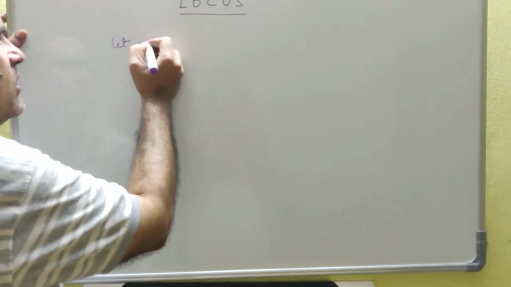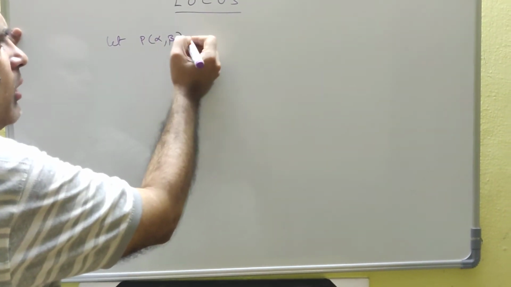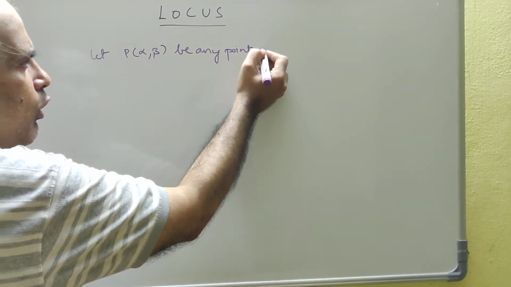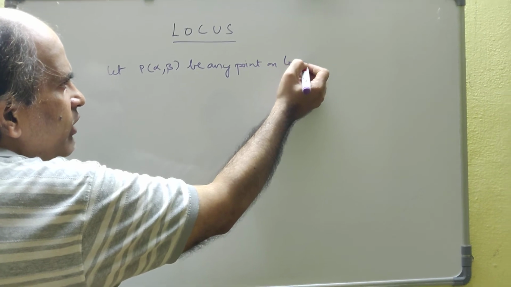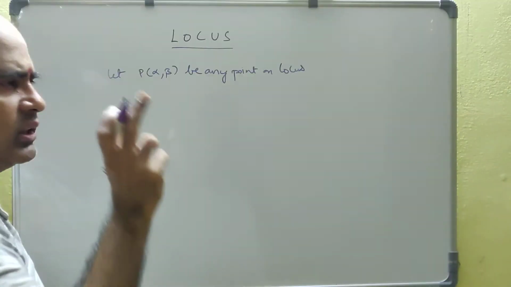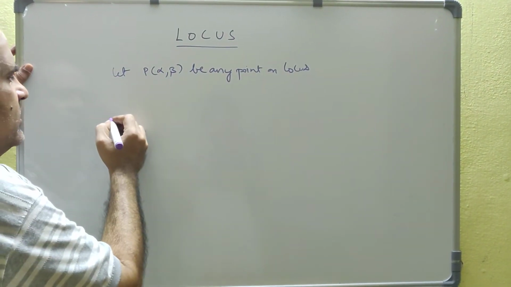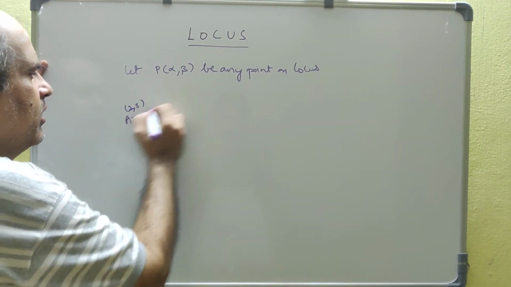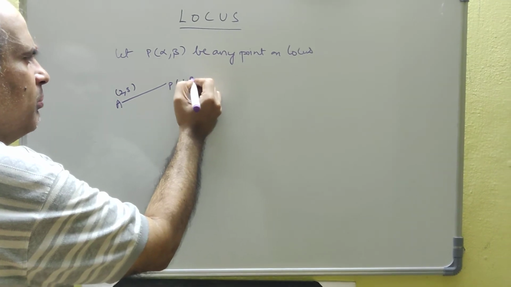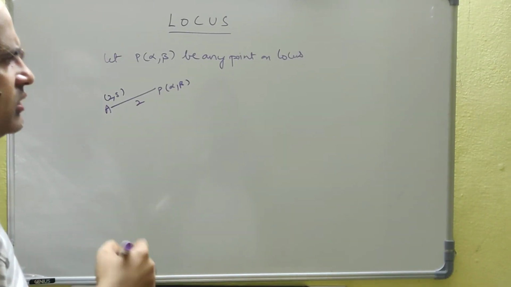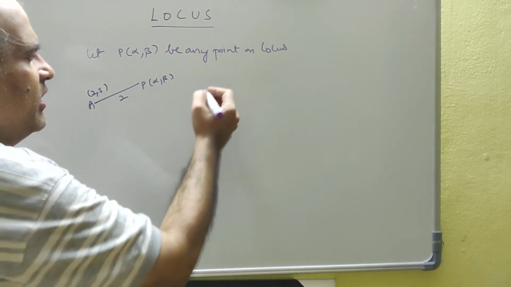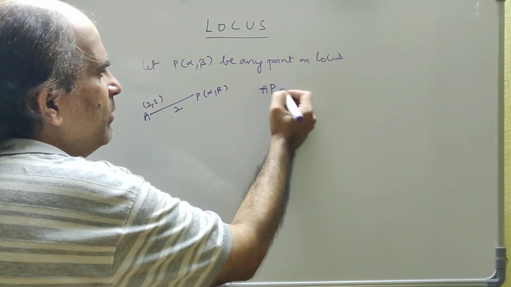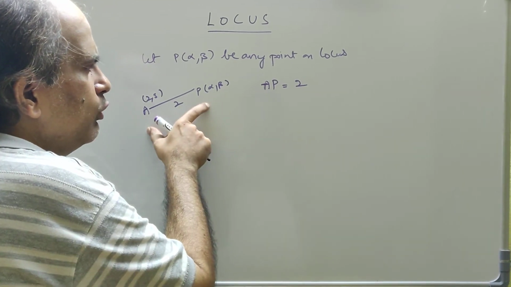So what did I say first? Let P of alpha comma beta be any point on the locus. I have defined the locus for all of you. Locus is nothing but the path traced. Second step, I have a point A here, 2 comma 3. P is alpha comma beta. It is at a distance of 2 units. Therefore, I can say that the geometric condition would be AP is equal to 2, meaning the distance between 2 points is 2.